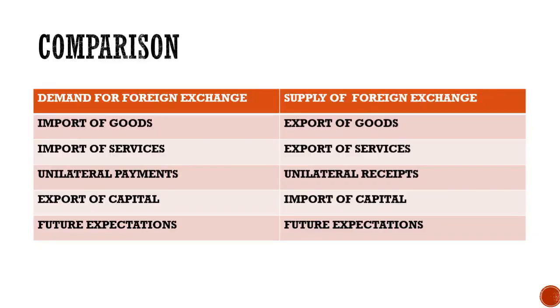Now, to sum up, foreign exchange is demanded basically for import of goods, for import of services, unilateral payment, export of capital and for future expectation. Whereas the supply of foreign exchange is done for export of goods, export of services, unilateral receipts, import of capital and for future expectation.